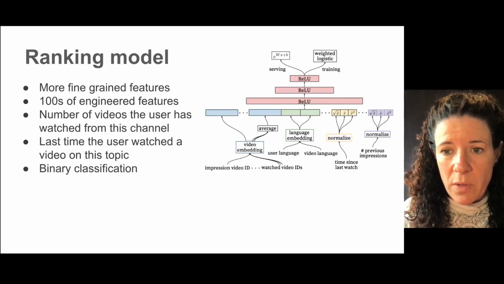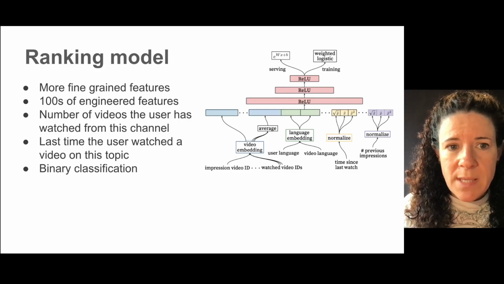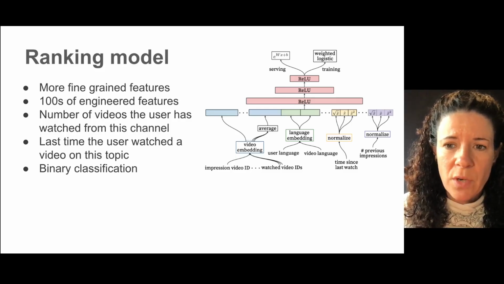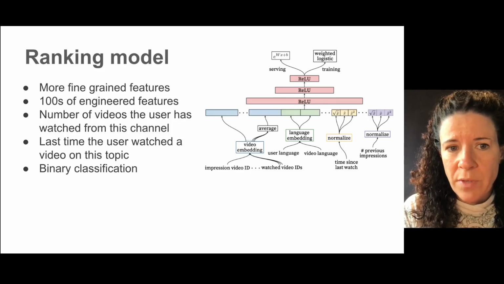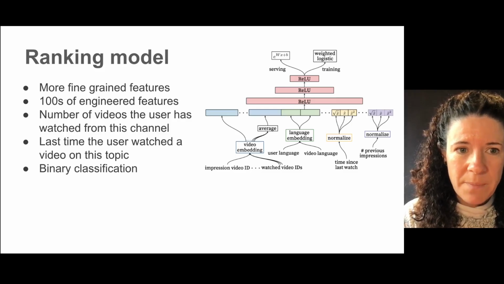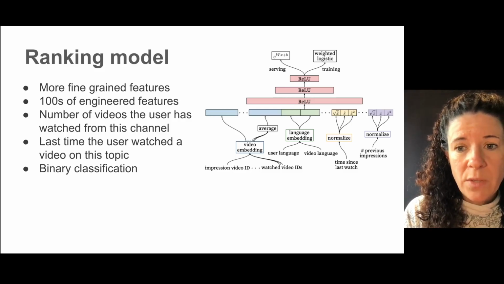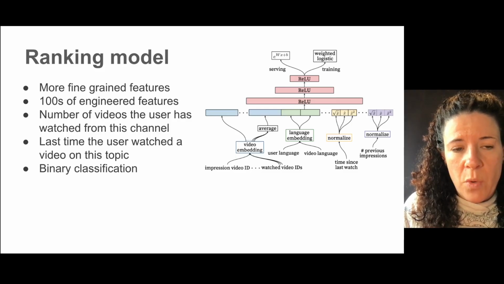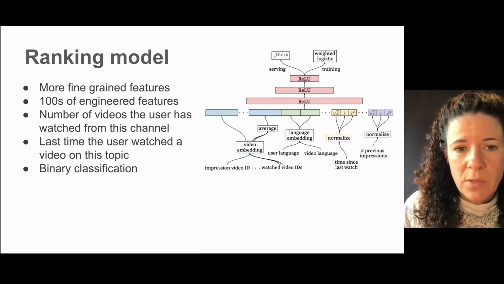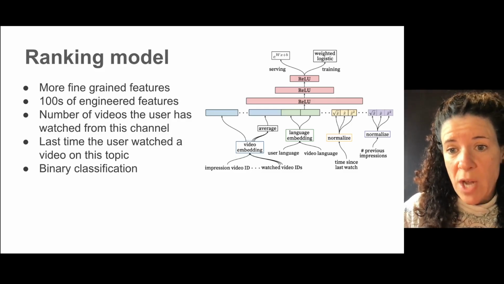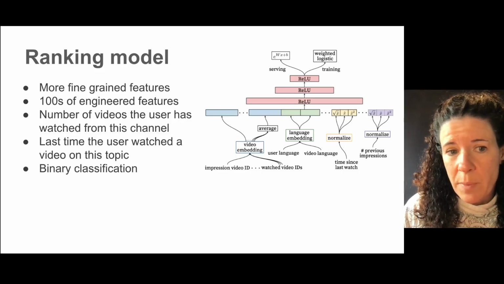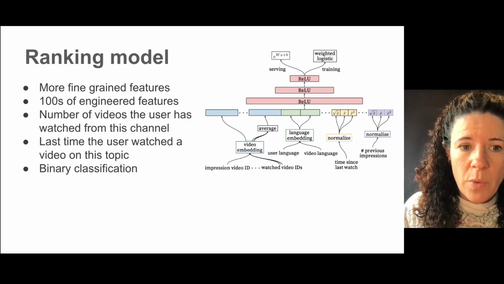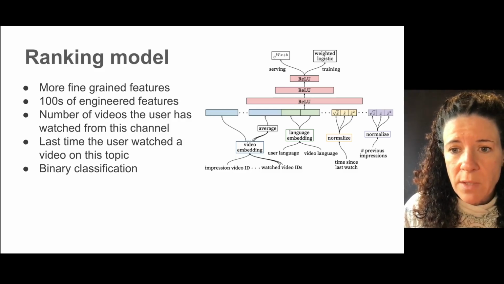Next, there is a ranking model, and the ranking model is more fine-grained. A lot of the features are more fine-grained, so they still have to do hundreds of engineered features, okay? For example, they use features like the number of videos that this particular user has watched on this channel, and the last time the user watched a video on this topic. And then what we're trying to do is a binary classification: either the person clicked or didn't click on that video.